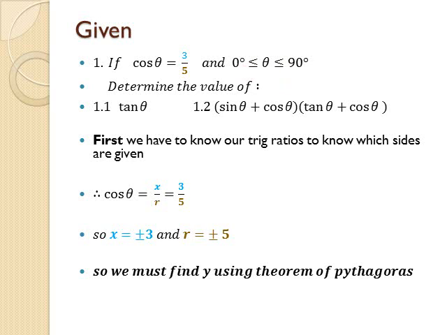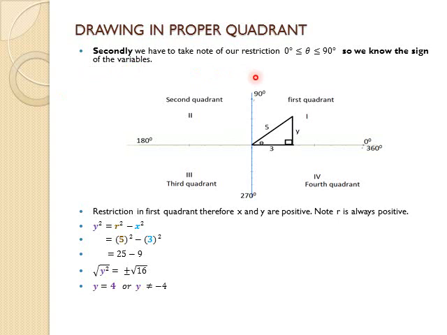Right, so let's look at it. If we're drawing in the second quadrant, we have x from cos 3 and r being 5. So y there must also be positive. So my restriction is the first quadrant, 0 to 90, as you can see.